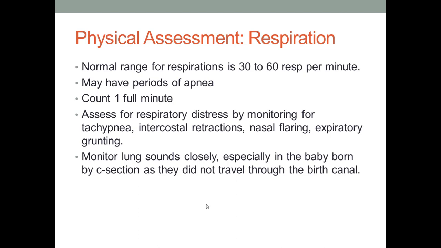Respirations, normal ranges are 30 to 60 per minute. They might actually have periods of apnea, so count a full minute. You're going to want to watch for tachypnea, any type of retractions, nasal flaring, or anytime there's grunting, because this is going to be your number one priority. If you are assessing a baby and they have any of those things, the retractions, the nasal flaring, the grunting, that's going to be what you need to fix first.